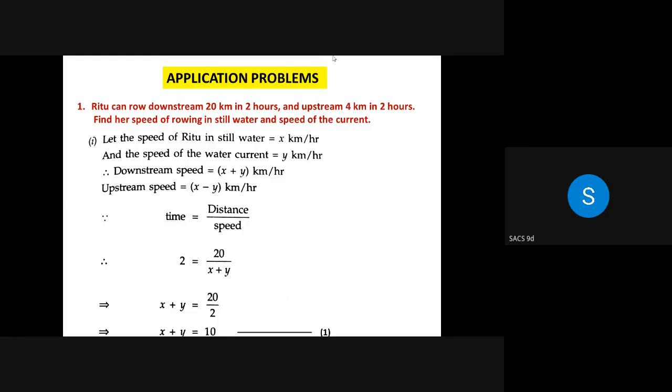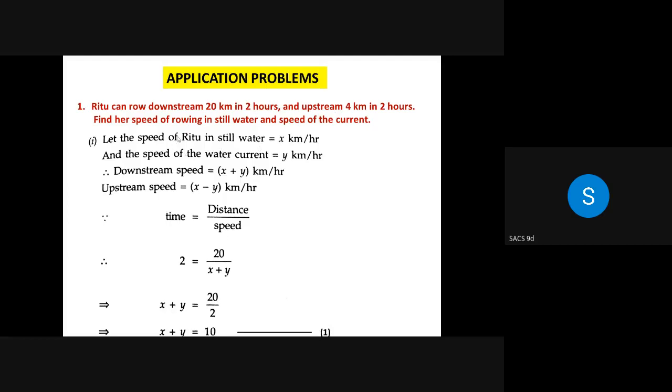Upstream, on the other hand, means going in the opposite direction of the current. That means a river is going in one direction and the person is going in the opposite direction. So in that case, the speed will get reduced. So two cases will be formed, one for downstream and one for upstream. And from both the cases, you will be forming two equations and then solving it.